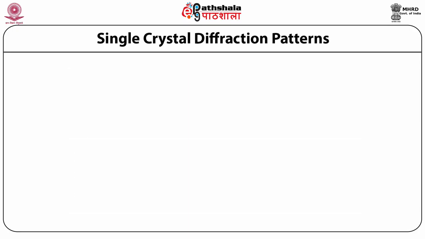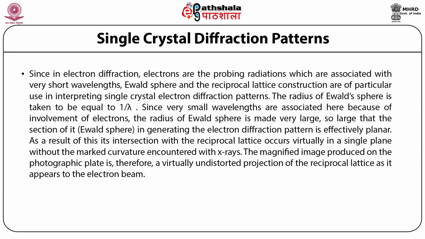Now let's talk about single crystal diffraction patterns. Since in electron diffraction, electrons are the probing radiation, which are associated with very short wavelengths, the Ewald sphere and the reciprocal lattice construction are of particular use in interpreting single crystal electron diffraction patterns. The radius of the Ewald sphere is taken as equal to 1 by lambda.